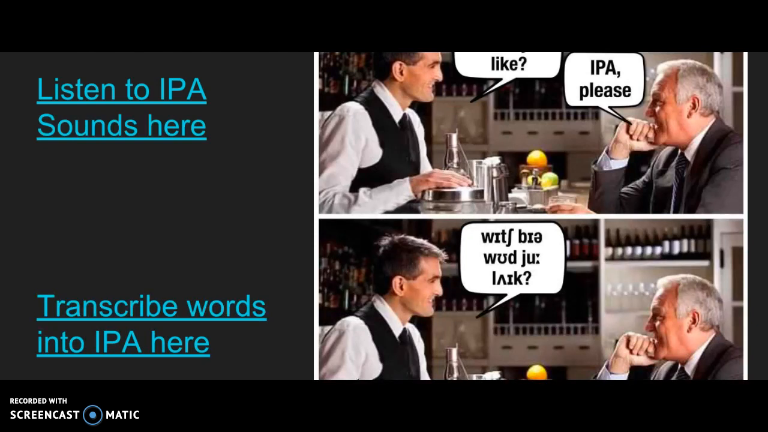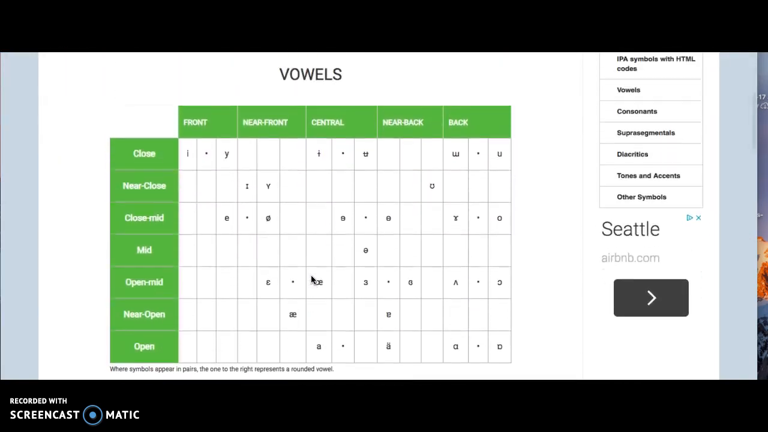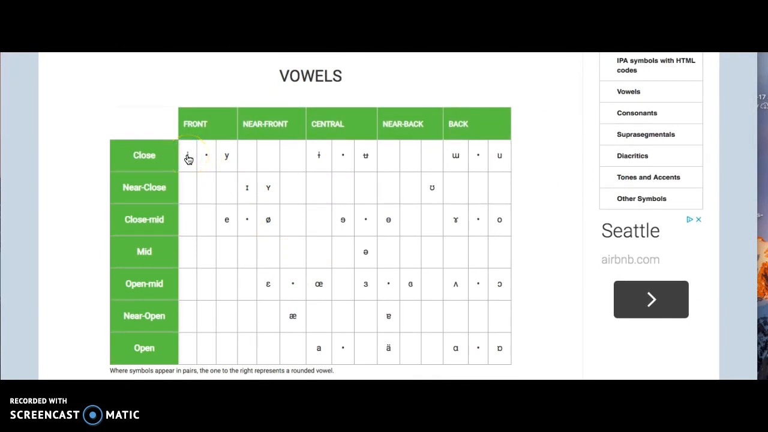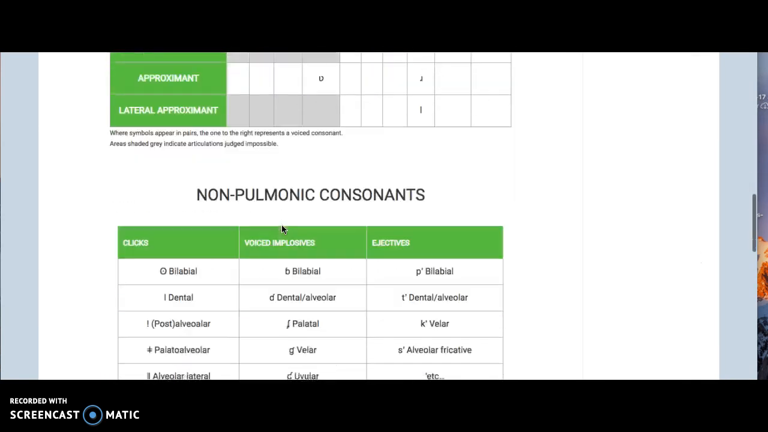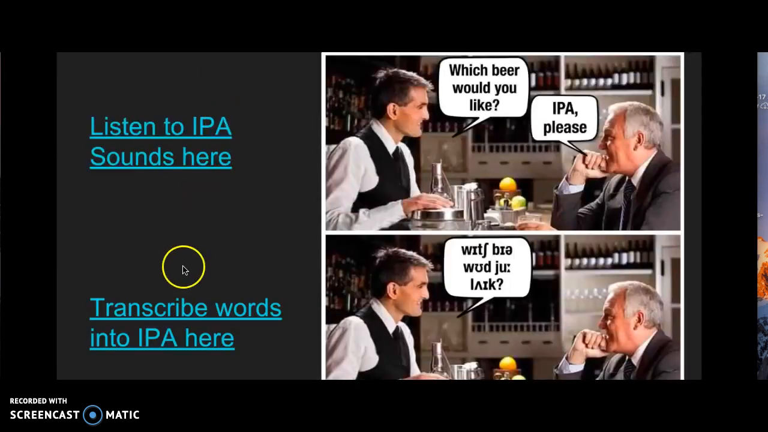All right, the last thing I want to show you is a way to listen to IPA sounds on this website here. It's a little bit easier to click and listen to the vowel sounds. E. And they have all the vowel sounds, not just the English ones here. You can scroll down to do the consonants as well and other symbols. And then to transcribe words.